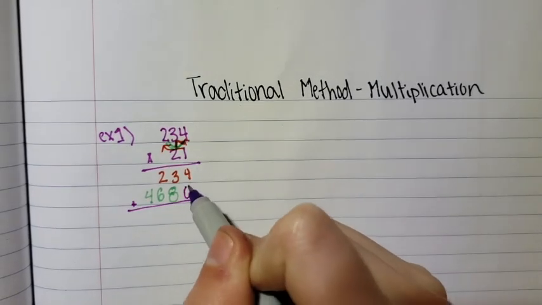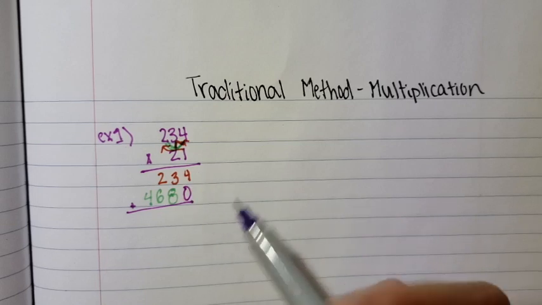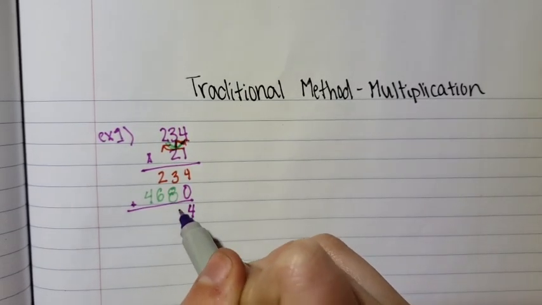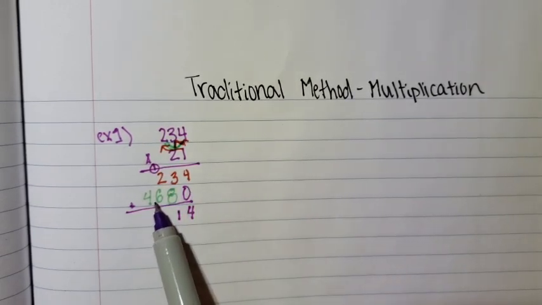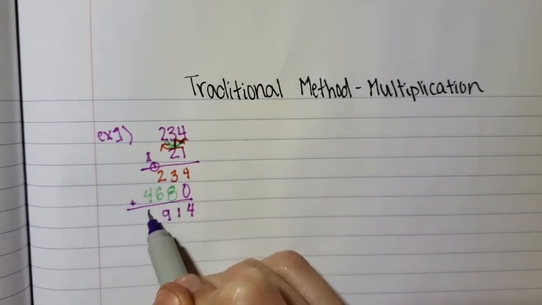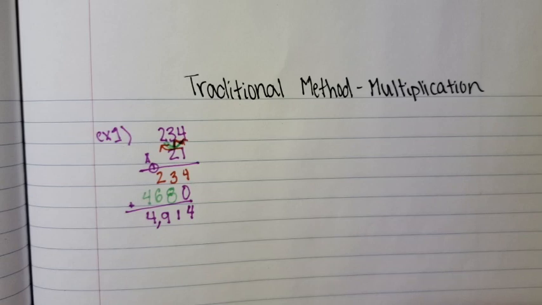And this would be a 0 here. You can always add the 0 or not have it on there. It's up to you. So 4 plus 0 equals 4. 8 plus 3 is 11. So put the 1 there, carry a 1. 6 plus 2 is 8 plus 1 is 9. 0 plus 4 equals 4. So your answer is 4,914.